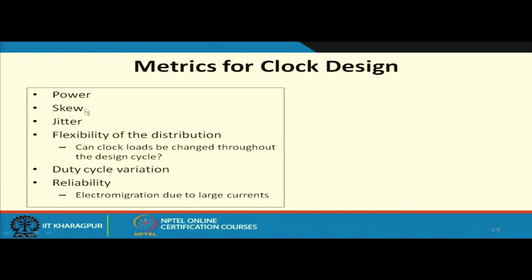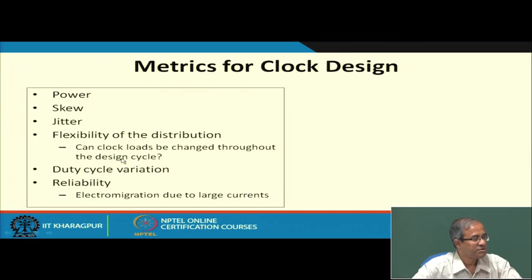Skew, jitter, maximum skew, maximum jitter may be some metrics that you may want to enforce. Flexibility of the distribution says, can you add additional clock leaf nodes, which means you are changing the clock loads, at any time in the design cycle, because it may so happen that if you make some modification, some skew values are changing drastically. So, you may have to redesign the whole network. It should not be like that. Okay. Flexibility should be there.